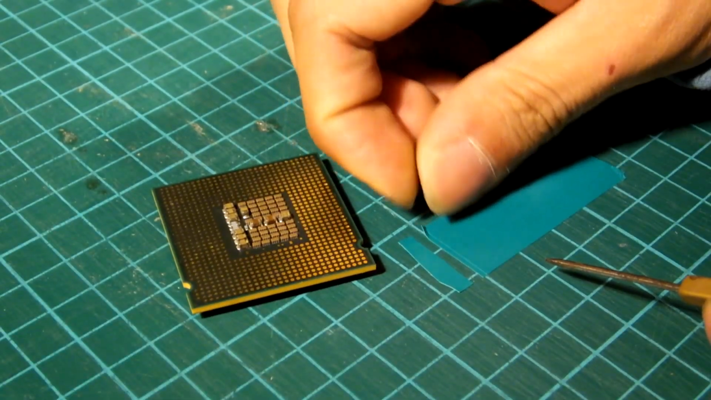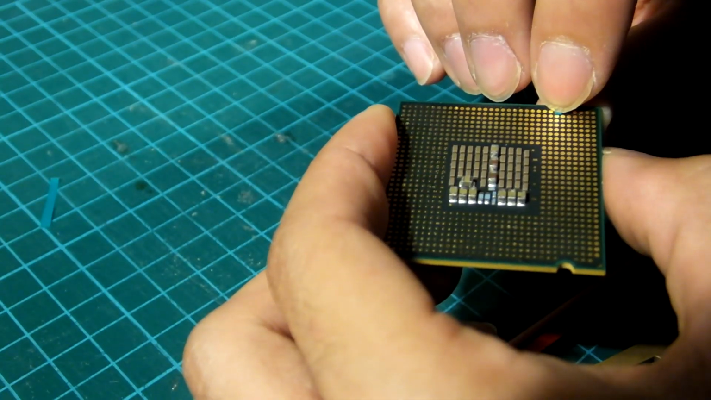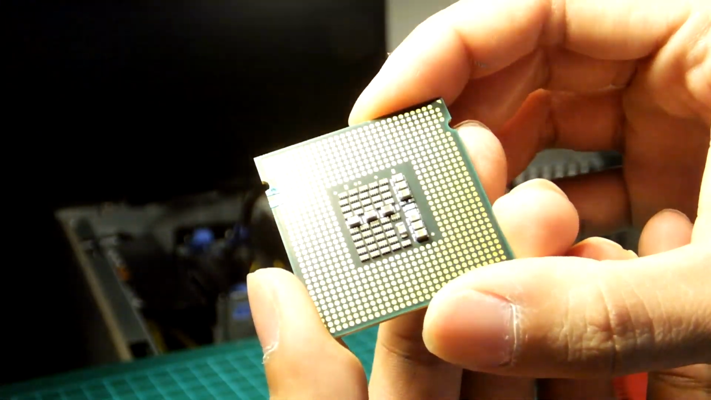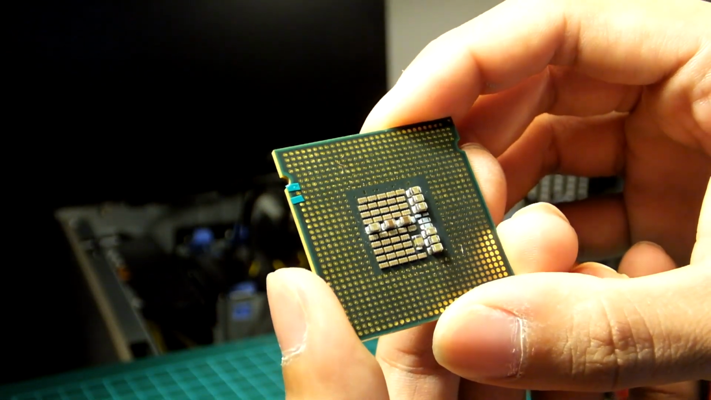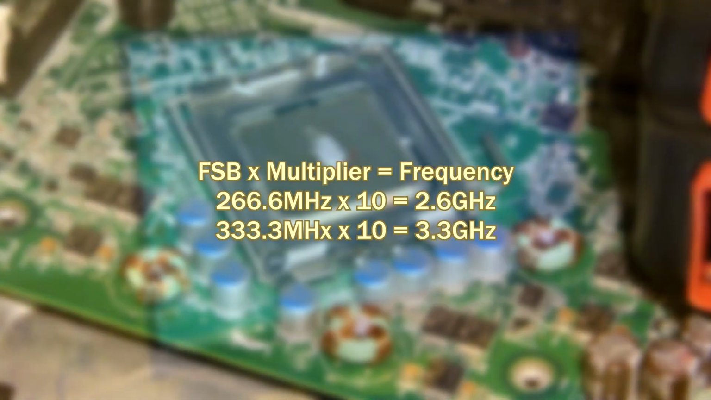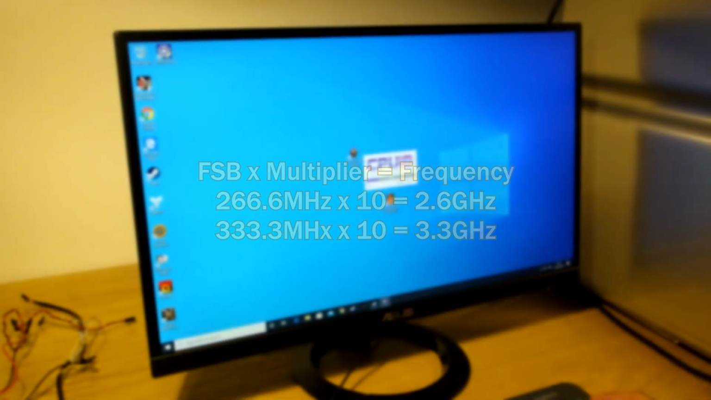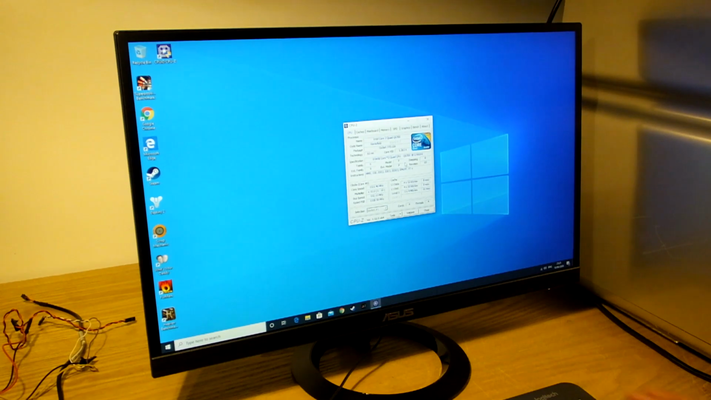There is this 775 mod where if you cover a pin or two, specifically BSEL and probably VCC, or maybe VSS as well, you can increase the front side bus from 266MHz to 333, overclocking the Q6700 in particular from 2.6 GHz to 3.3. Ah, yes!